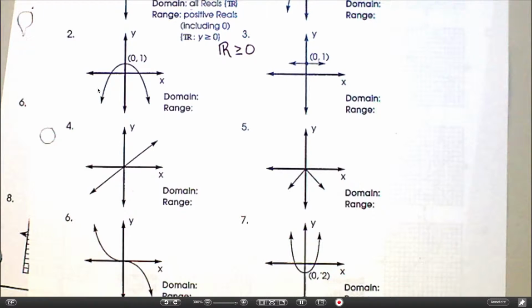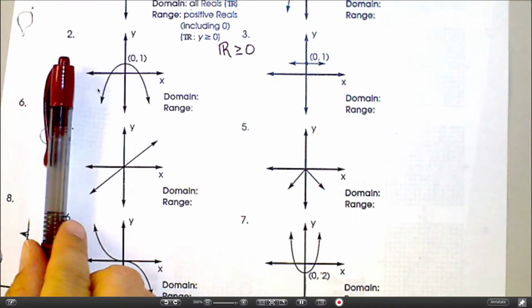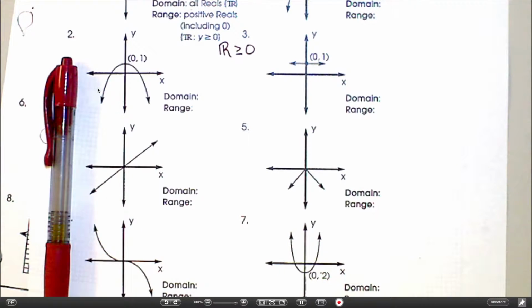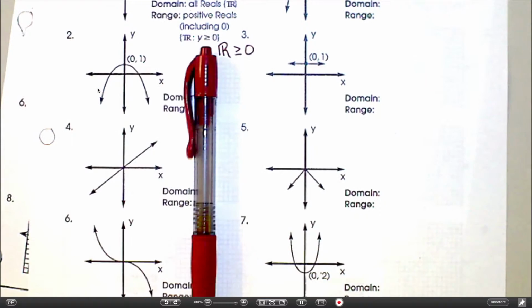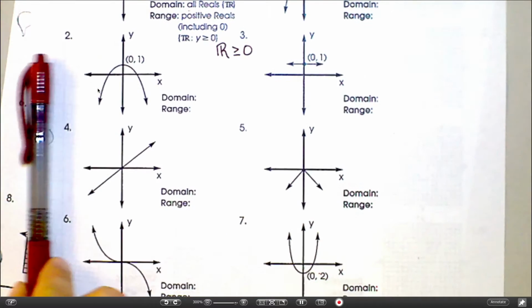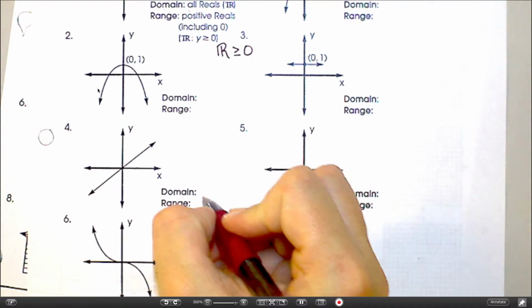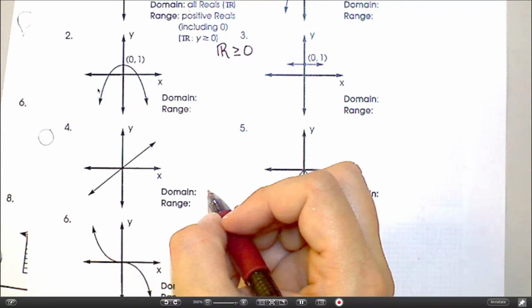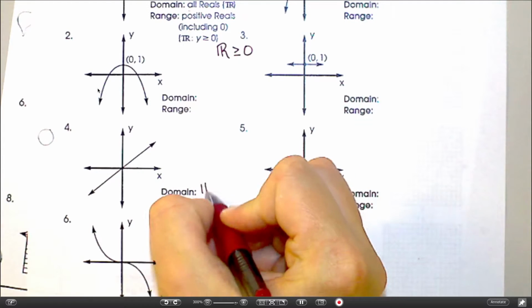So I just want to get you used to the questions that you're asking yourself. For domain, left and right. So to the left, is that going to hit? Yes. Okay, to the right, is it going to hit? Yes. Does it hit everything in between? Yes. Okay, so my domain is everything. What do I say? All real numbers, you got it.